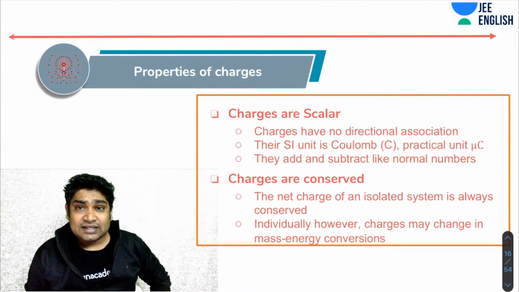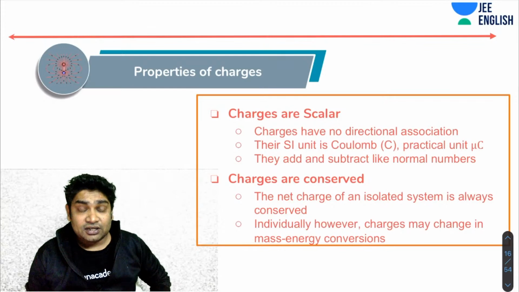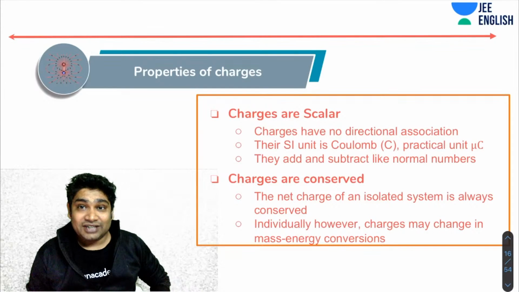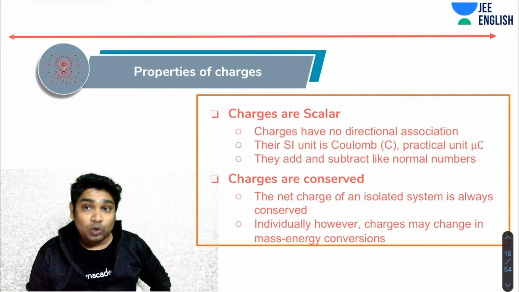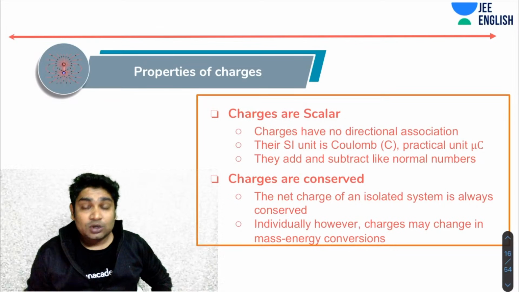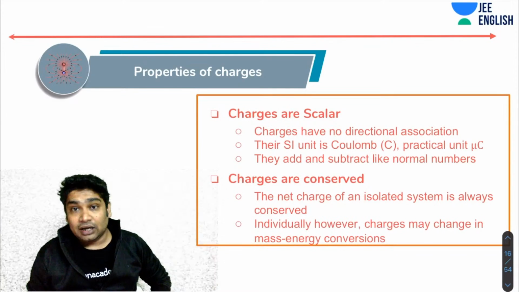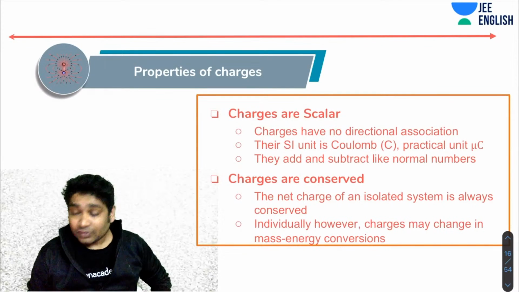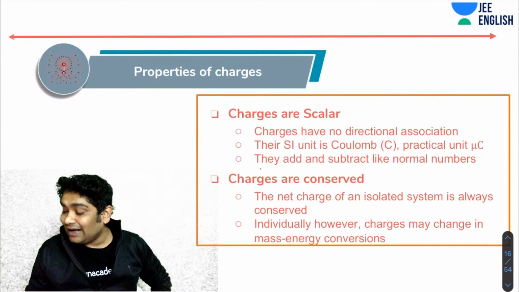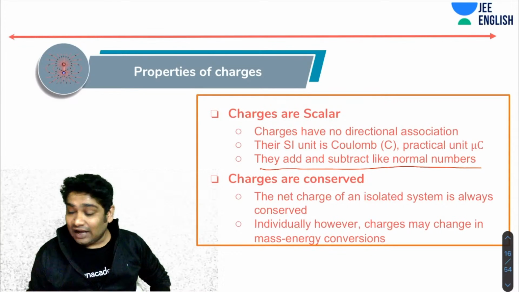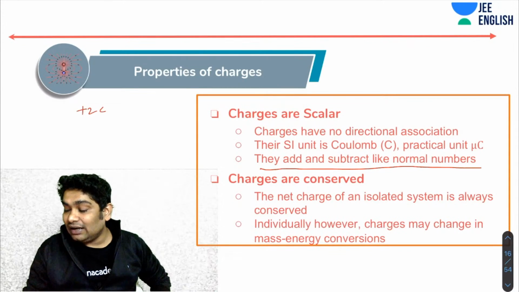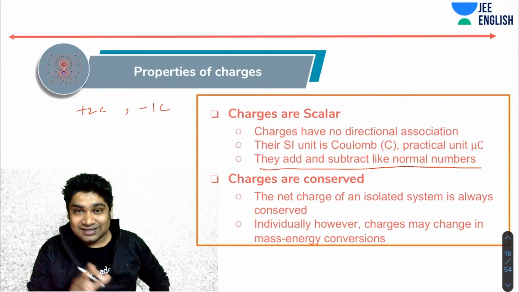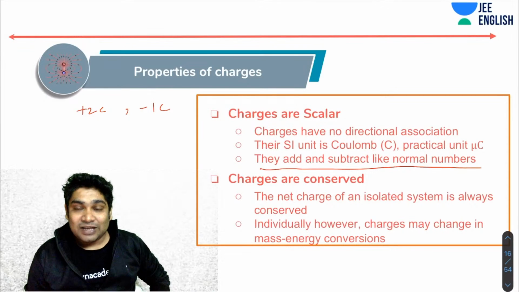Next, what you realize is that charges are scalar. There is no direction associated with charges of any kind. The SI unit of charge is the coulomb, but the practical unit is the microcoulomb. 1 coulomb practically is a huge, huge charge. The charges that exist practically, you will realize, exist in microcoulombs only. Now, they are scalars, so they can add and subtract like normal numbers. So if you have a plus 2 coulomb charge and you keep with it a minus 1 coulomb charge, the net charge would simply be the sum of these two. Okay, so plus 1 coulomb.